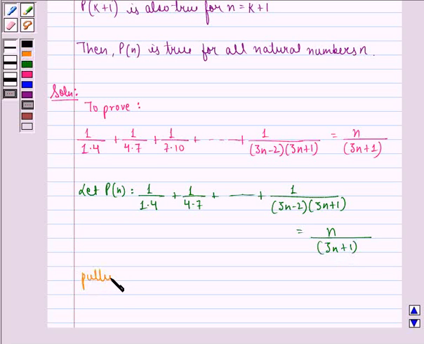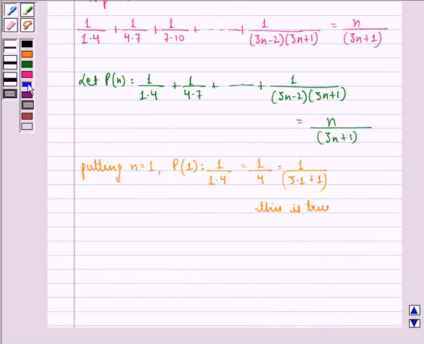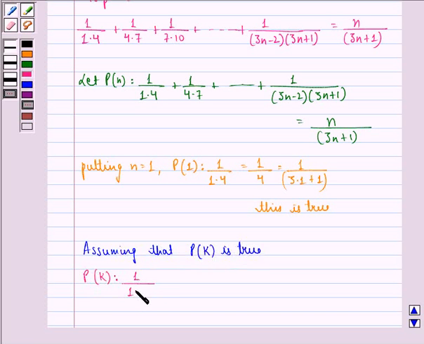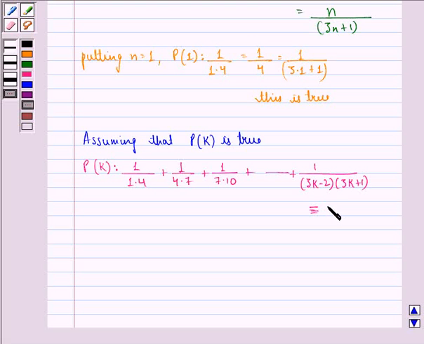Now, putting n equal to 1, P at 1 becomes 1 divided by 1 into 4, that is equal to 1 upon 4, that is equal to 1 upon 3 into 1 plus 1, and this is true. Now, assuming that P at k is true, P at k is 1 upon 1 into 4 plus 1 upon 4 into 7 plus 1 upon 7 into 10 up till 1 upon 3k minus 2 into 3k plus 1, and this is equal to k upon 3k plus 1, and this becomes the first equation.